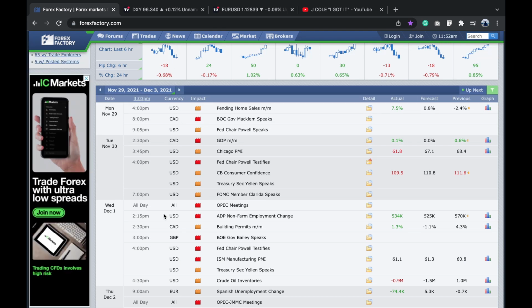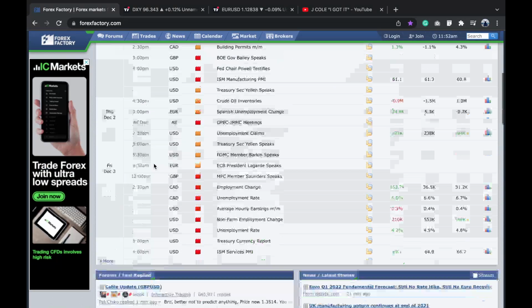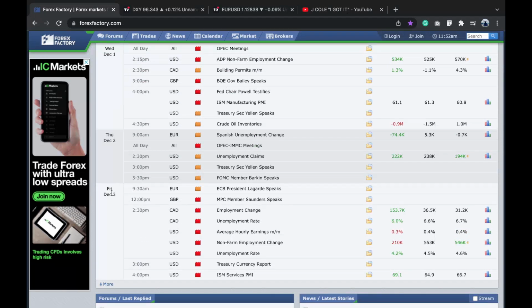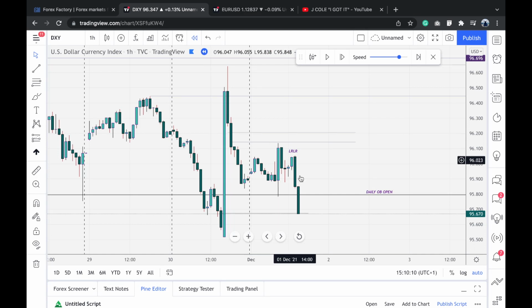So this is the economic calendar from Monday, which is November 29th, going all the way down into December 3rd, which is a Friday. I'm not really doing anything on Monday or Tuesday. I'm only focused on trading from December because that's where I want to start my journaling. I have a Telegram channel where I post my journal and all of that stuff, so you can also do the same thing.